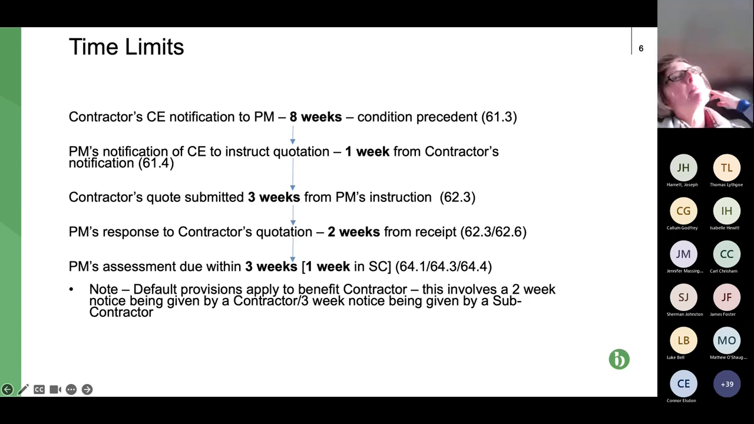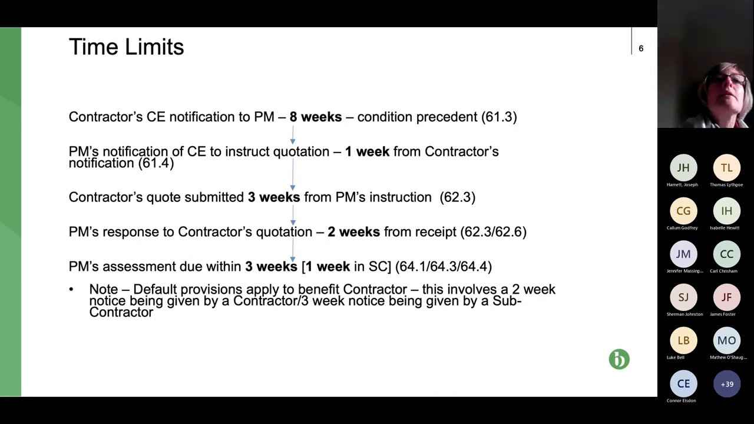Contractor submits the quote, hopefully, why wouldn't it? And then the project manager has 2 weeks from receipt to respond to the contractor's quotation. So what will the response be? Well, it might be, yes, I accept that in full. It's a lovely quote. I agree the figure. It might be, reject it. Please provide something different. Or it could be that the project manager says, I'm rejecting it and I am going to now proceed to make my own assessment. So I'm going to set out what I think the value of the CE is.